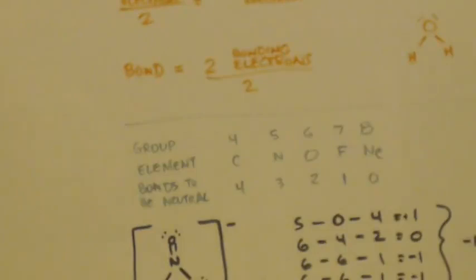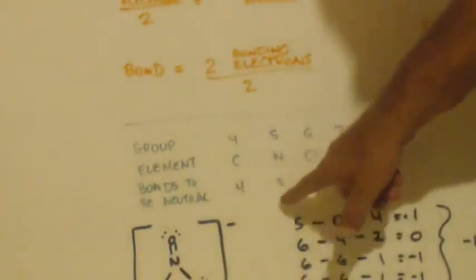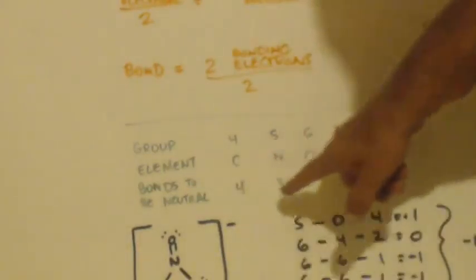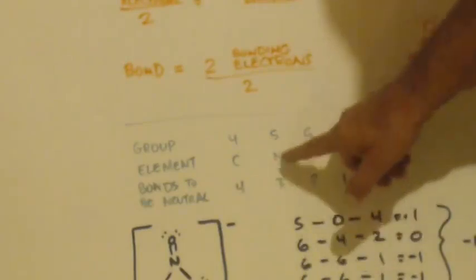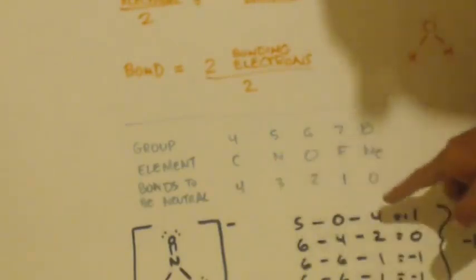But why does oxygen want 2 bonds? Look here. This is the number of bonds that you need to be neutral. Carbon needs 4 bonds to be neutral, 3 for nitrogen, 2 for oxygen, 1 for fluorine, 0 for neon. I want you to notice how this is going up the groups, and this is going down on the bonds that you would want. But notice how they all add up to 8.